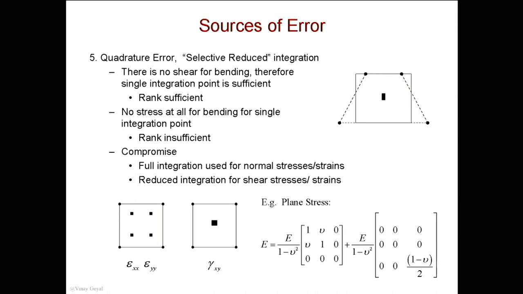But anyway, I can break up my stiffness matrix into two. This one here, I'll integrate fully, B, D, B, with full integration points, four integration points. And the shear term, the shear stiffness, I'll just integrate with a single point. So that's called selective reduced integration.